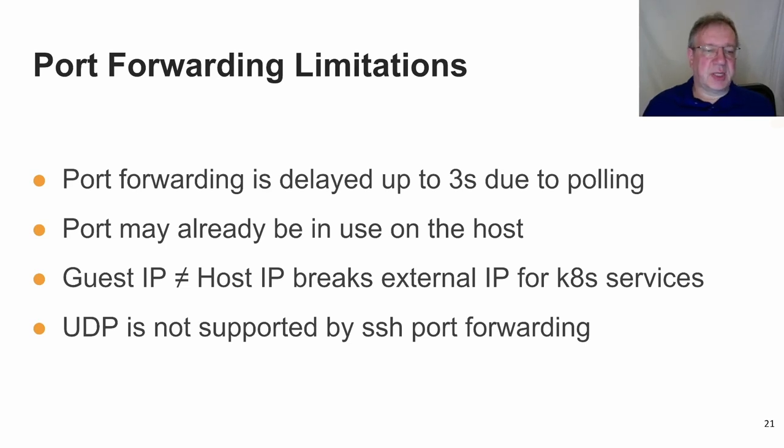Another issue is that obviously the guest IP and the host IP are different. So any load balancer or node IP services inside a Kubernetes cluster will show the guest IP as the external IP address. But that address is not routable from the host, which means any applications parsing the service configuration would not work on the host. And finally, we have not implemented UDP tunneling over SSH port forwarding. It should be possible to do this, but nobody has written the code.